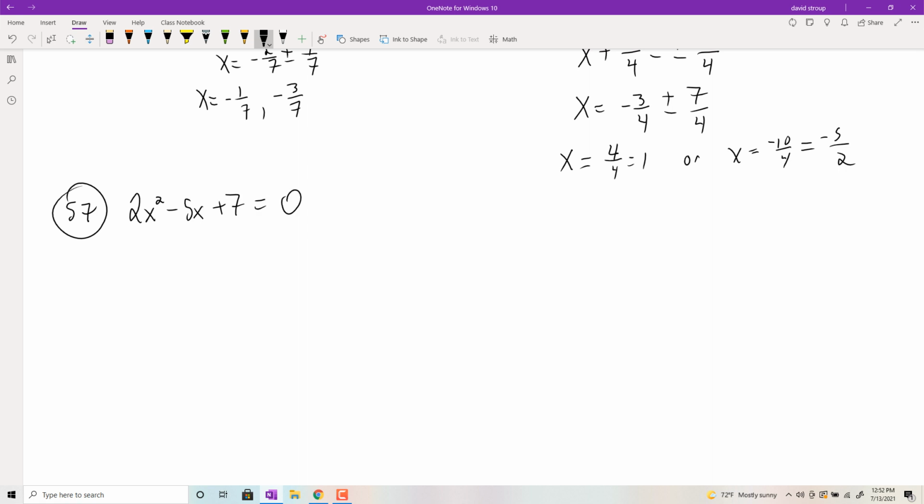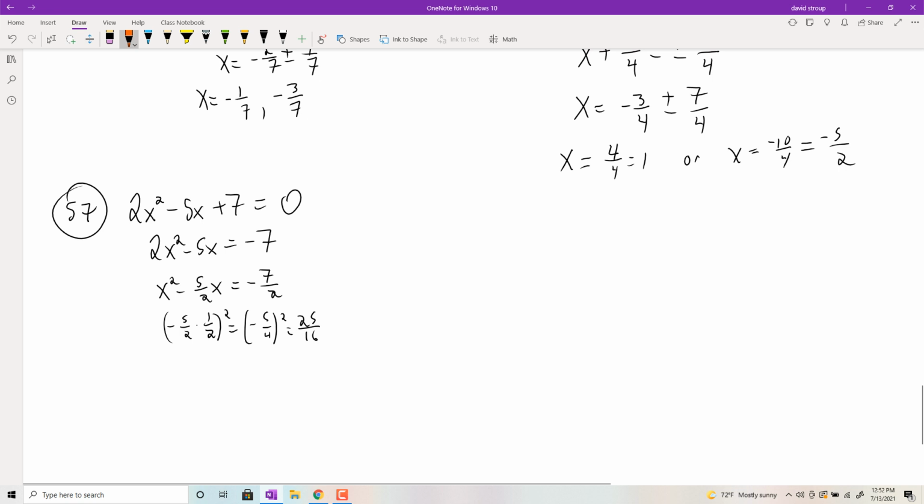Okay, so first I'm going to move that 7. Then I'm going to divide everything by 2. That'll leave me with x squared minus 5/2 x is -7/2. Get my b over 2, so that would be -5/2 times 1/2 squared. So it's going to be -5/4 squared, which of course is 25/16.